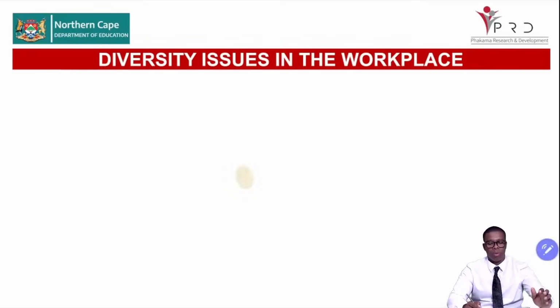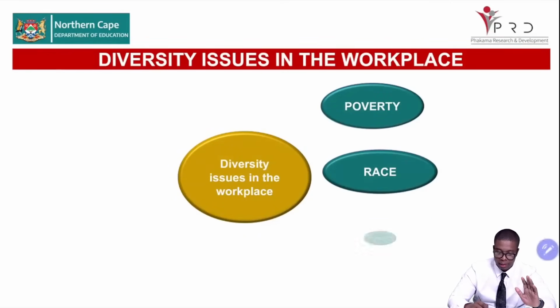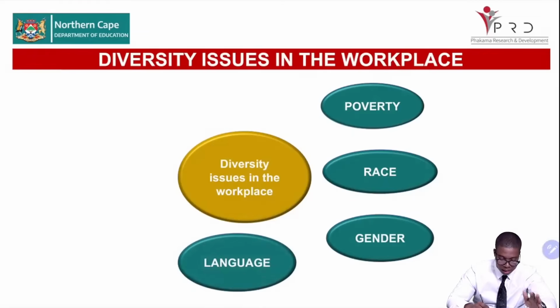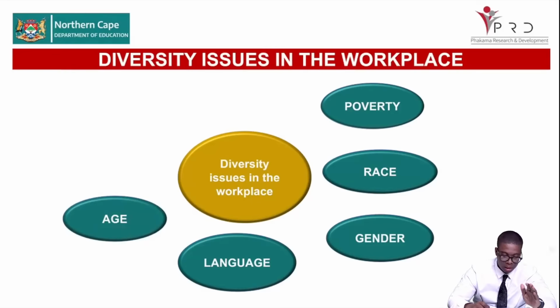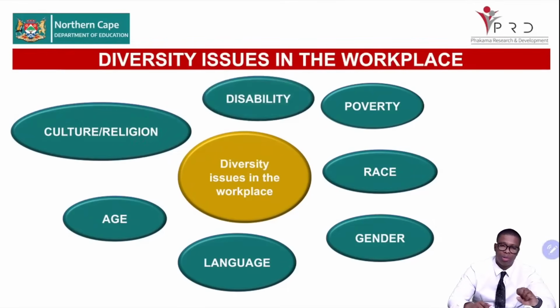Let's check now. We also have diversity issues. We have the following diversity issues: poverty, race, gender, together with language and age, together with culture or religion, and disability. You should know how to identify them from the scenario. You should know how to identify them from the statements, and then you should know how to explain them as well for purpose of the section B.